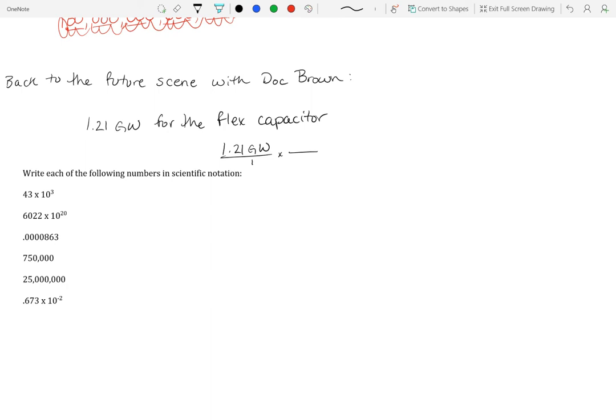So let's see. 1 gigawatt, and let's ask ourselves, how many watts are there in a gigawatt? Well, recall that on the unit conversion table, a gigawatt is 1 times 10 to the 9, right? So there should be 1 times 10 to the 9 watts in a gigawatt. So all we have to do here is multiply this by 10 to the 9. So this is equal to 1.21 times 10 to the 9 watts, which is a lot of watts, right?